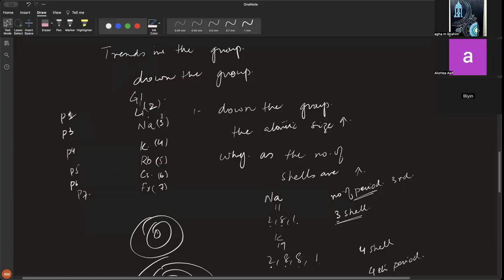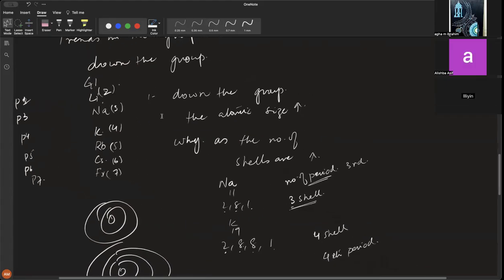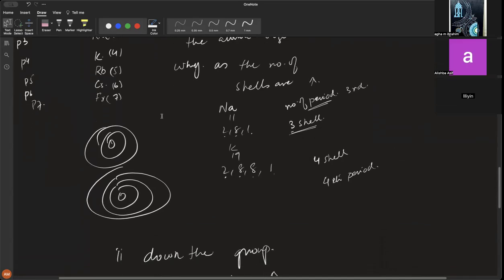Basically, if you go down the group for metals or non-metals, the atomic size is always going to increase. If you go down the group, the atomic size is going to increase. Why? Because the number of shells is increasing.